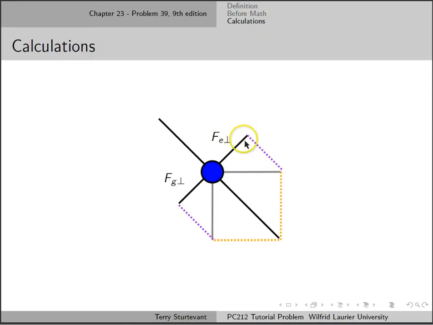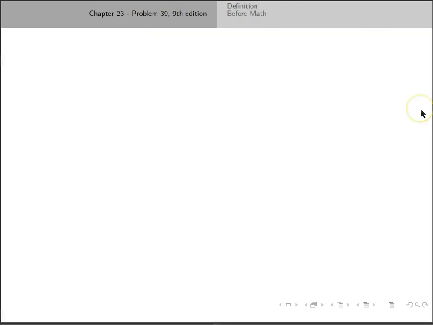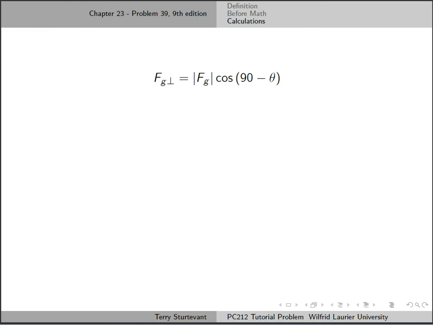So the electrostatic force has a component perpendicular to the string here, and the gravitational force has a component perpendicular to the string here. Those two components cancel each other. So this angle, as we said before, is theta, and this one is 90 minus theta. So the perpendicular component of the gravitational force is the magnitude of the force times the cos of 90 minus theta. And the cos of 90 minus an angle is simply the sine of that angle. The electrostatic force, the perpendicular component, is equal to the magnitude of the force times the cos of the angle.